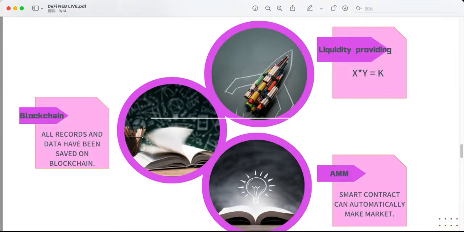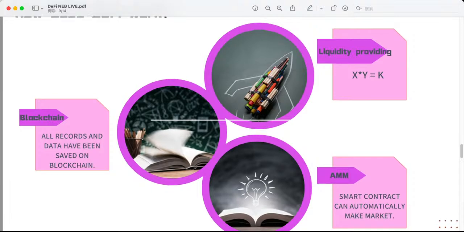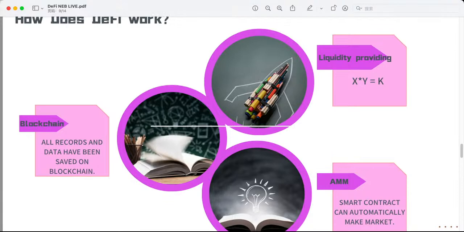So for every transaction, we can check on the blockchain if you know the other people's addresses. That's why all of the records and the data have been saved on the blockchain. Another very important component is liquidity providing.